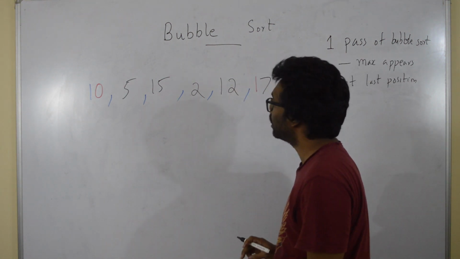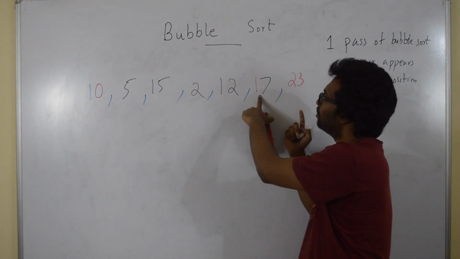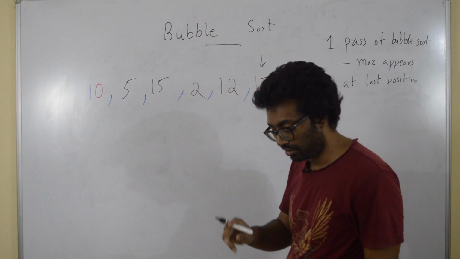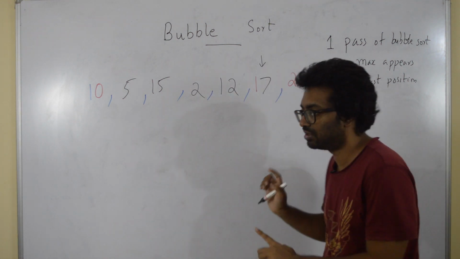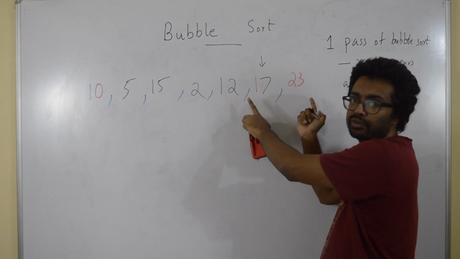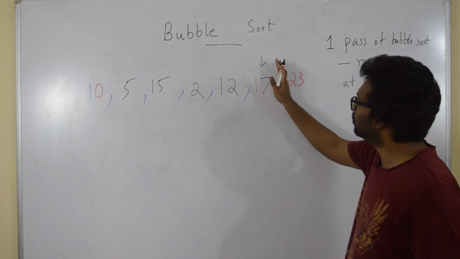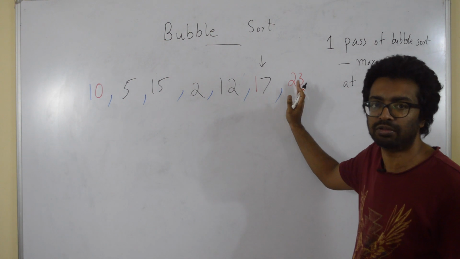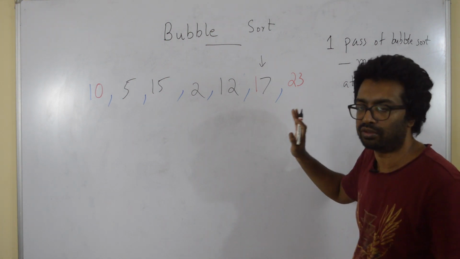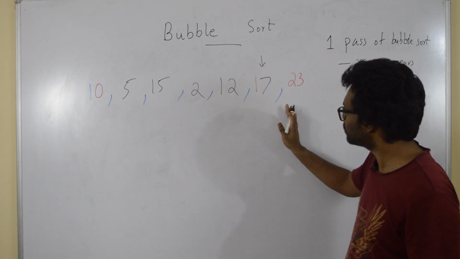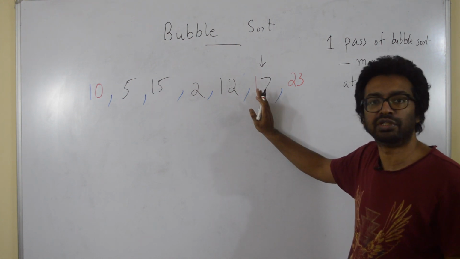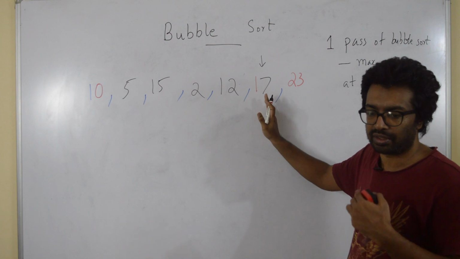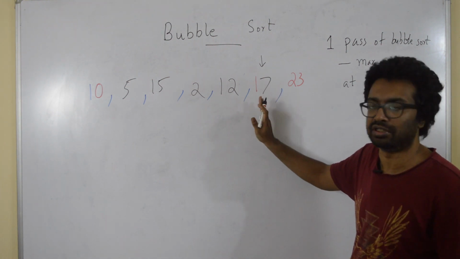So in the second pass, what happened? The second largest element came to this point. Sorry, we did an unnecessary step: we don't have to look at 17 and 23, because we had to consider only till this much. 23 is already the maximum after the first pass, so we are not going to look at it. So now we have the situation where the second largest element is in the second maximum position. It's here.